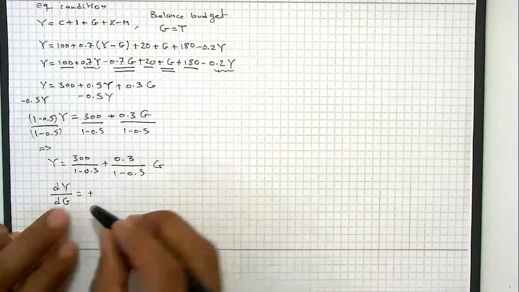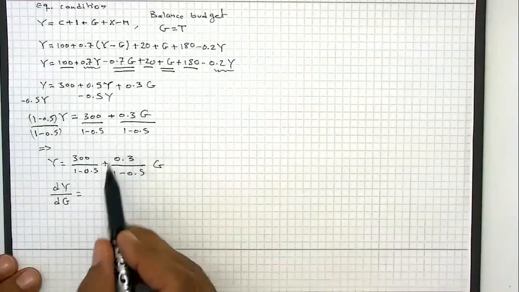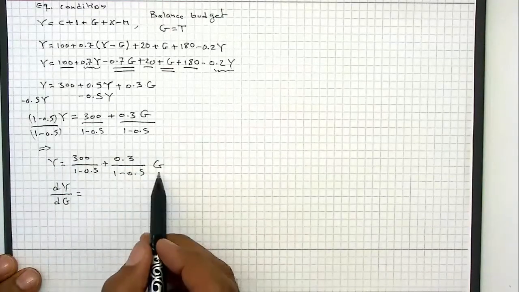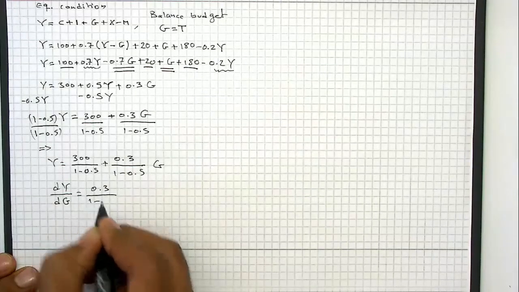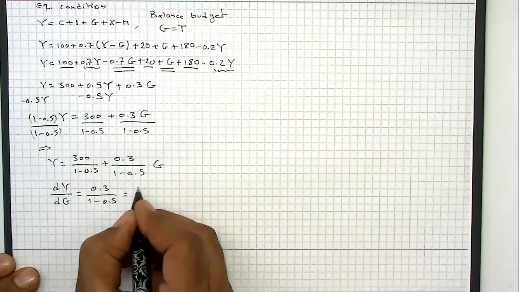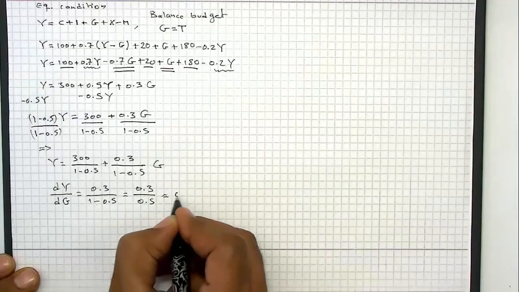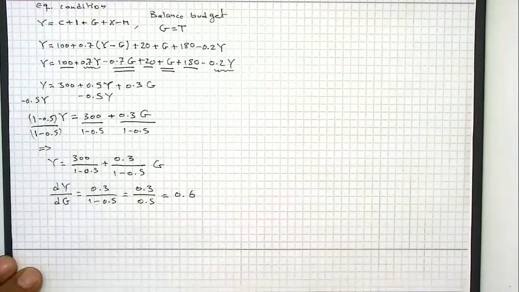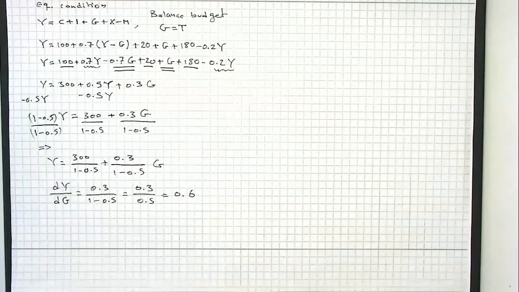Next, the derivative of y with respect to this term is the coefficient of g, which is 0.3 divided by 1 minus 0.5, that is 0.3 divided by 0.5, which is the same as 0.6. And this is the multiplier when we have a balanced budget.